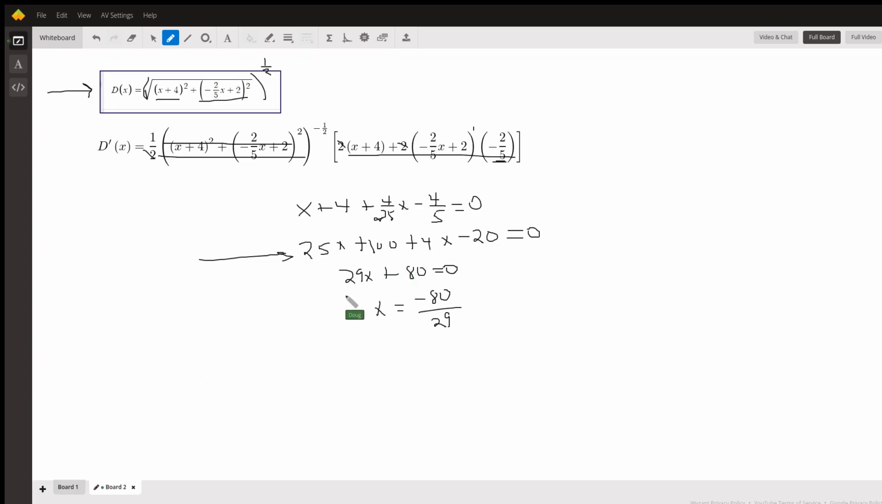Okay, and so technically you would have to prove that this x value generates the minimum distance, but we'll accept that as true for right now. And if you plug that back in, I think we got 61/29. These are the coordinates of the point on the line that is closest to the point (-4, -1).